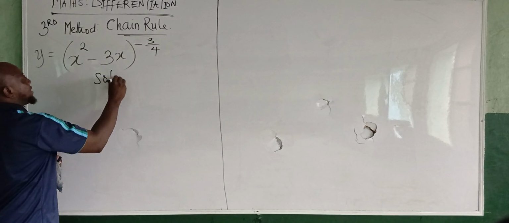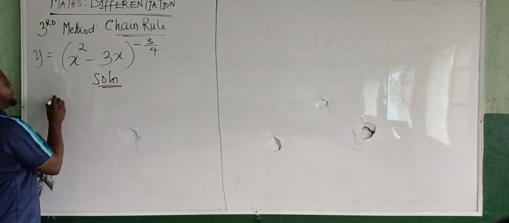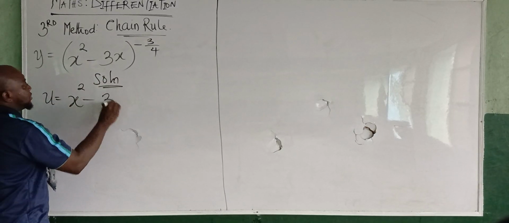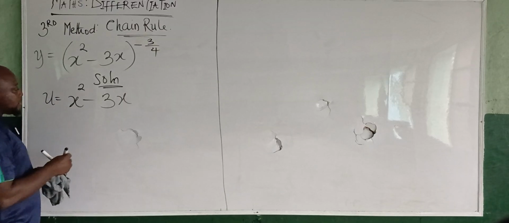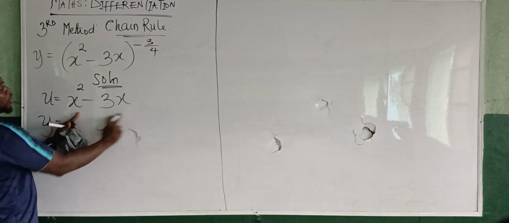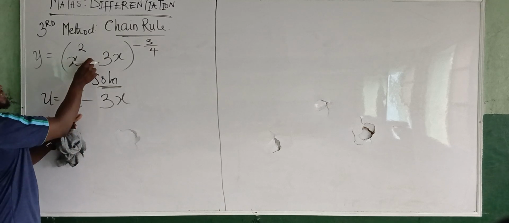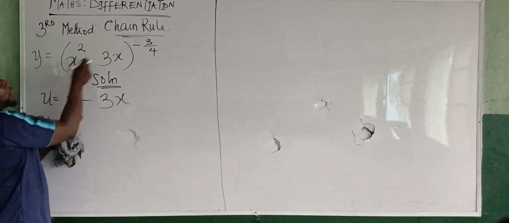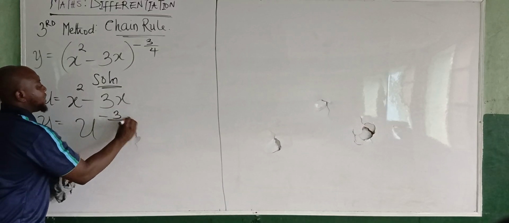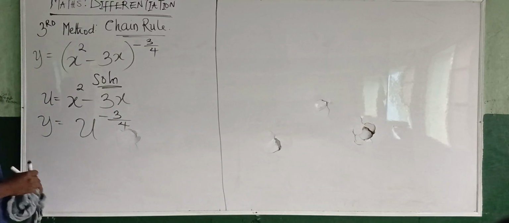So first thing is first, everything in this bracket becomes u, which is this value and this value. Next up, how do I get my y? I just said, since we already know that all of this one is u, so when you remove this value and put u there, we have that y becomes u raised to the power of this. So I have that my u becomes minus 3 over 4.